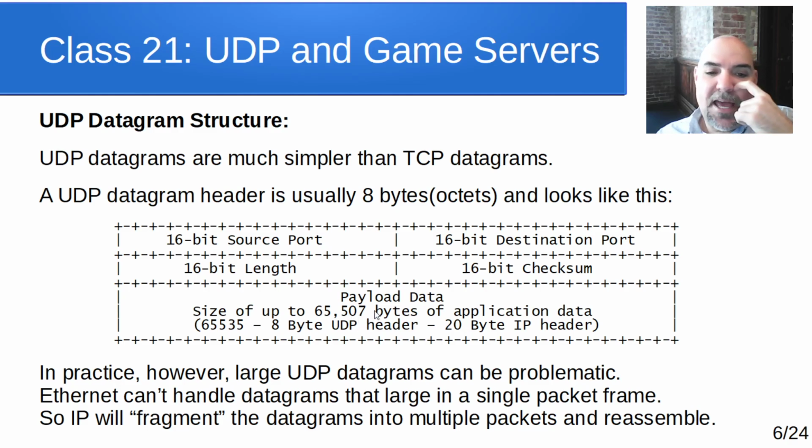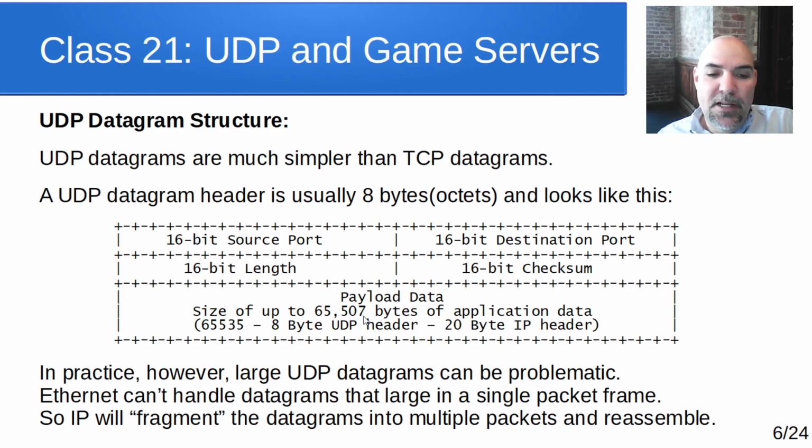And the reason it's that amount is if you take a 16-bit number, 2 to the 16th is 65,536. If you start with index 0, that's 0 to 65,535. And if you subtract 8 from that for the UDP header that we have here, and then another 20 for the IP header that's going to wrap around this, then we end up with this number here, 65,507.